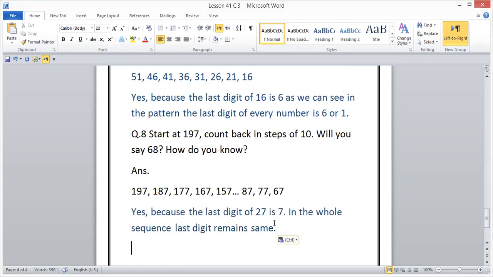Yes, because the last digit of 27 is 7, and in the whole sequence the last digit remains the same. Is it clear, guys? Yes. That's very good.